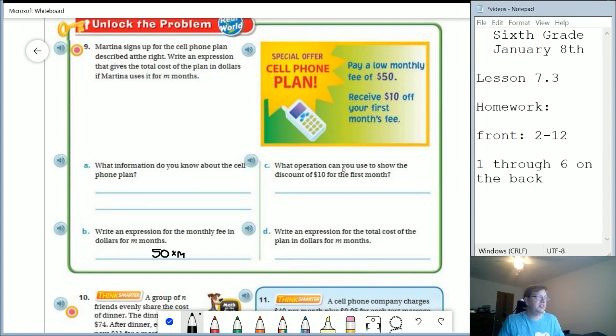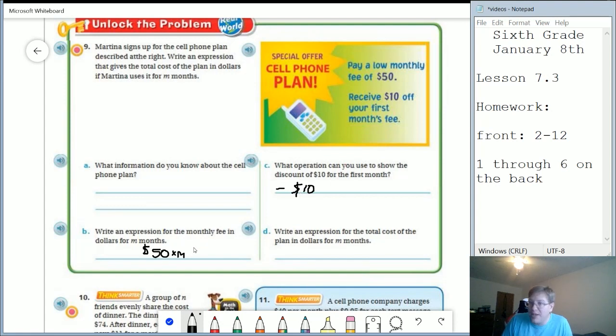What operation can we use to show the discount of $10? Oh, sorry, I forgot to put a dollar sign here. So we can do minus $10. So the total expression can be the combination of both of these. So let's say that we do for 5 months. So this would give me $250, and then we take away 10, which would be accurate. That would give us a correct answer if we do it that way.